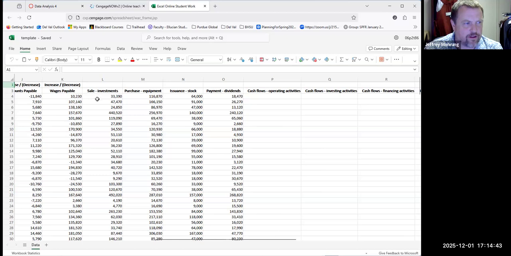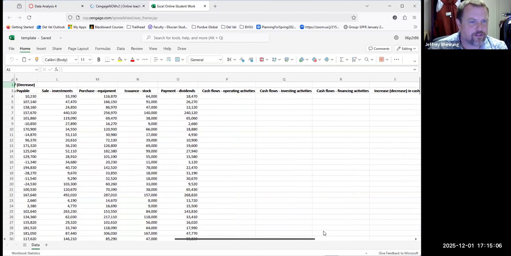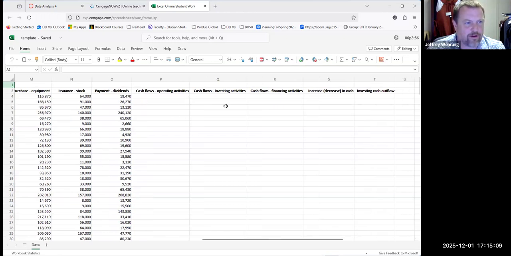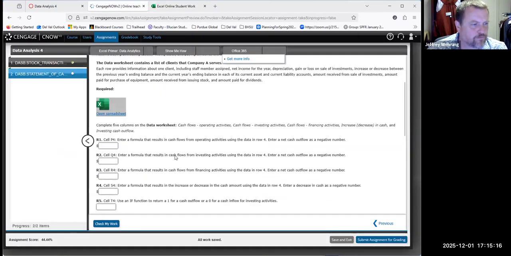Then we look at our investing. So if we sell investments, cool, that gives us cash. If we purchase investments or equipment, plant, property, equipment, which are all investments, right? Cash flow from investing activities, our cash will go down. Sounds good. Financing activities, we issue stock, cash goes up. We pay dividends, cash goes down. So cool. Here it looks like it's going to have us calculate our cash flow from operating, investing, and financing activities, and the total change in cash flow. Great.